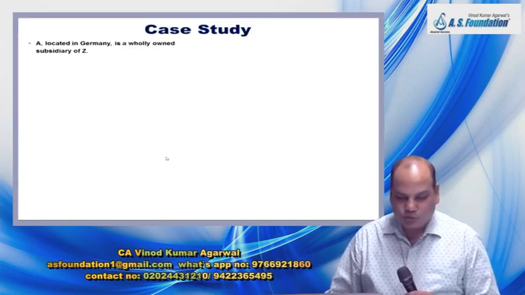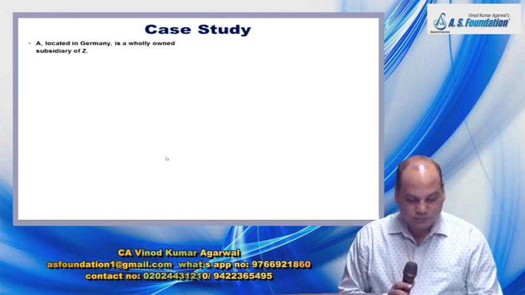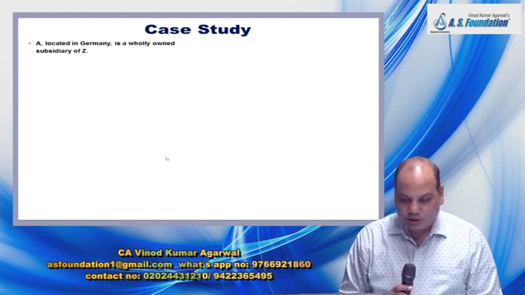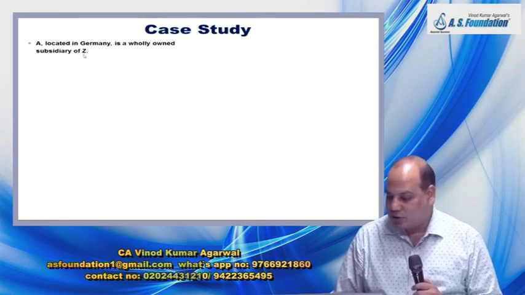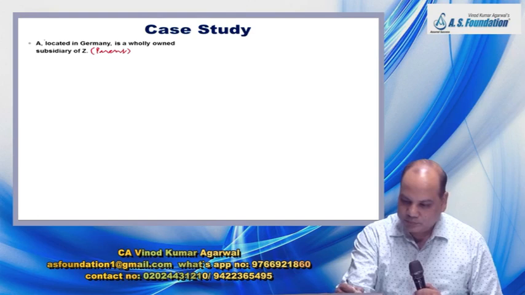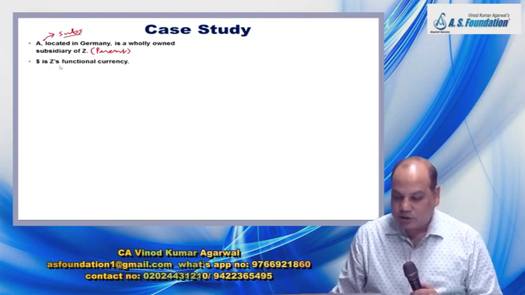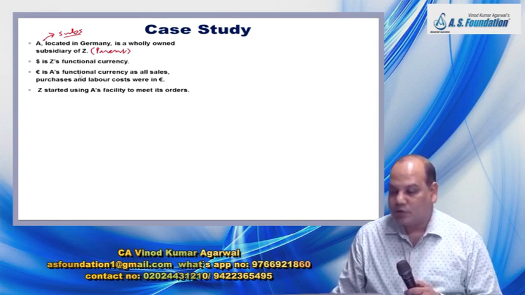Now see, there is one case study also, a small case study, on how the functional currency changes in practical life. A practical example: there is a company called A located in Germany, and it is a wholly owned subsidiary of a company called Z. So Z is parent and A is subsidiary. Then second line, dollar is Z's functional currency. Parent's functional currency is dollar. Euro is the functional currency of A because all sale, purchase and labor cost were in euro. So right now what is the functional currency of A? Euro. But then there is a change in business model.